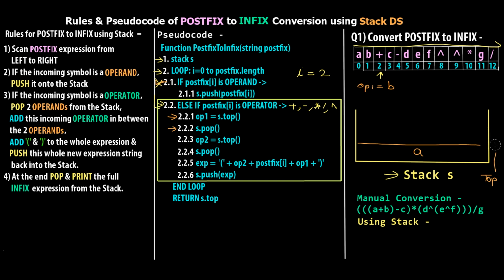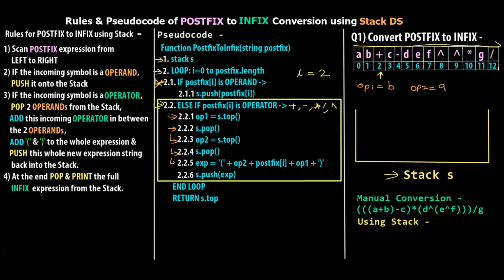So now the new top is A, right? A is the new top. So at 2.2.3 we say op2 is equal to again s.top, which is the top right now, A. So op2 will become A. Then at 2.2.4 we say s.pop. So we remove this also from the stack. So the stack has now become empty.